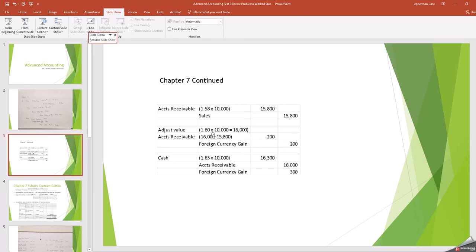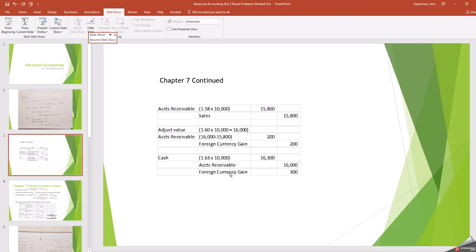Now then at the end of the year, again, we have to make sure that our assets and liabilities are fairly stated. So we come into this accounts receivable and look at it to say, is this really the value? So on December 30th, now it takes $1.60 to buy a euro. So then if we're going to get 10,000 euros, that accounts receivable is now worth $16,000. So again, this is in our favor. So our accounts receivable goes up by $200, and we have that foreign currency translation gain of $200.